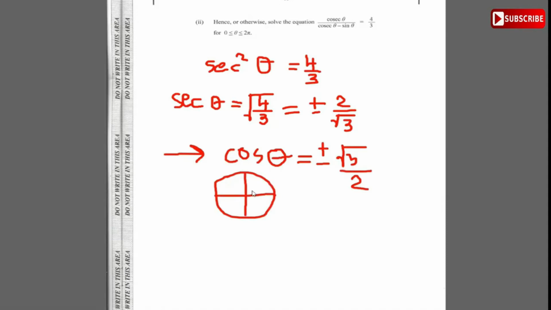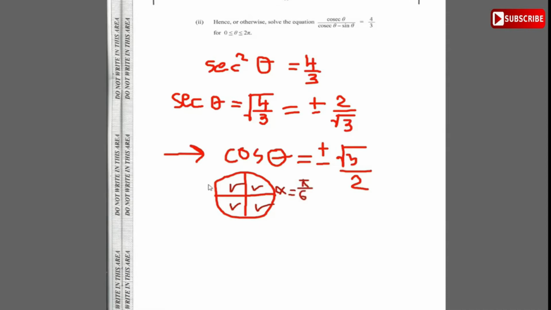We need the solution in all 4 quadrants. Plus or minus means we need both the positive and the negative quadrant. So first we'll find the principal acute angle alpha, which is cos inverse root 3 over 2. So root 3 divided by 2, cos inverse, that's pi by 6. So we'll get pi by 6.